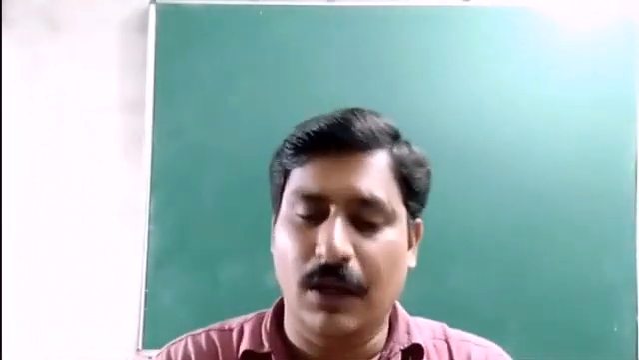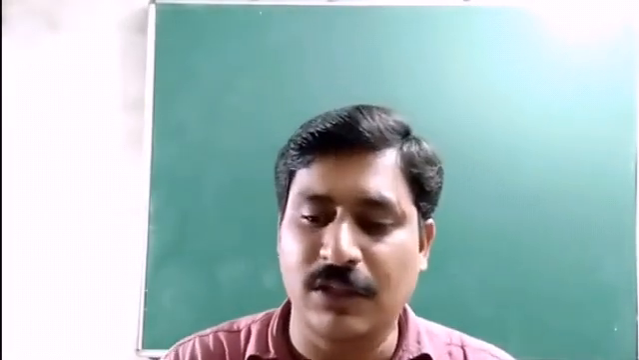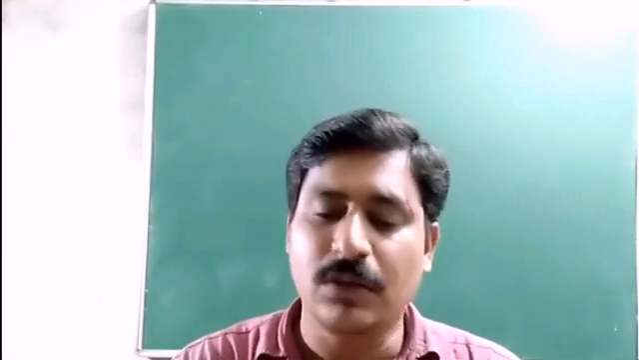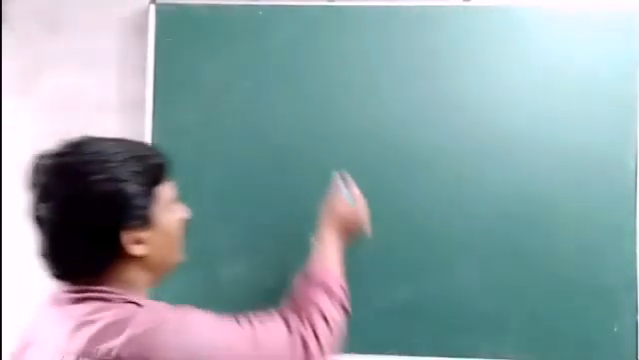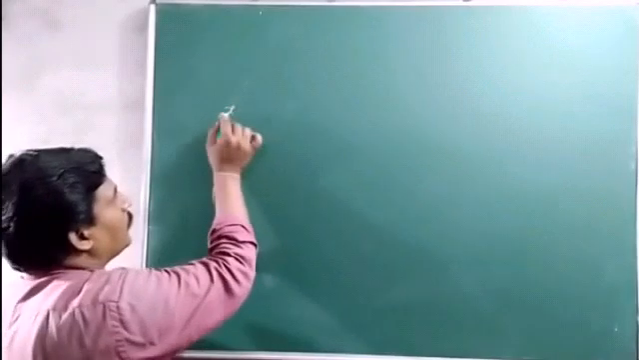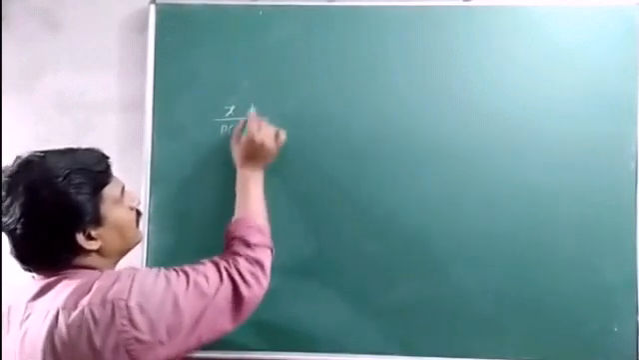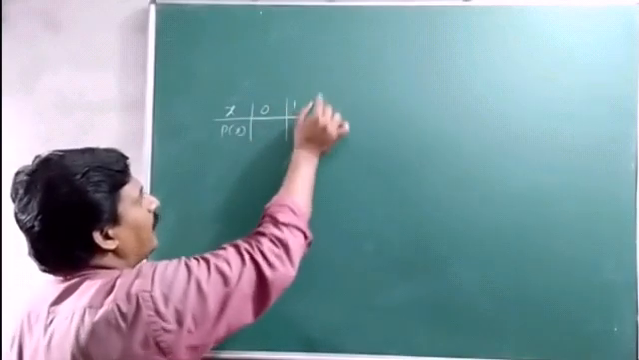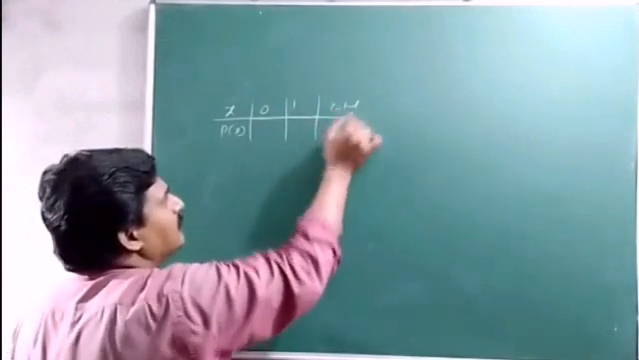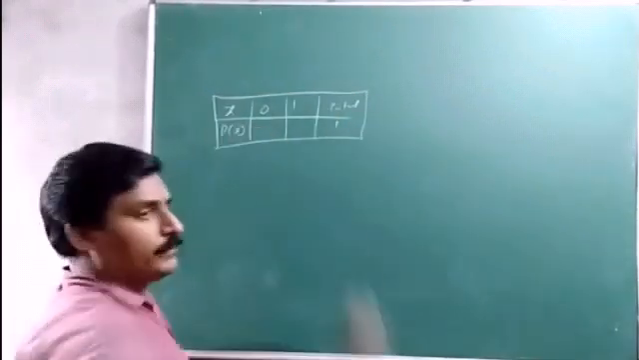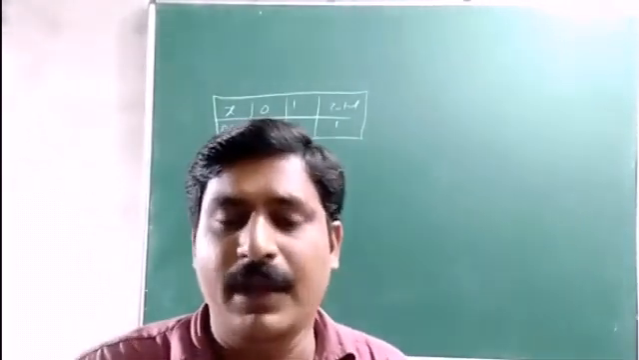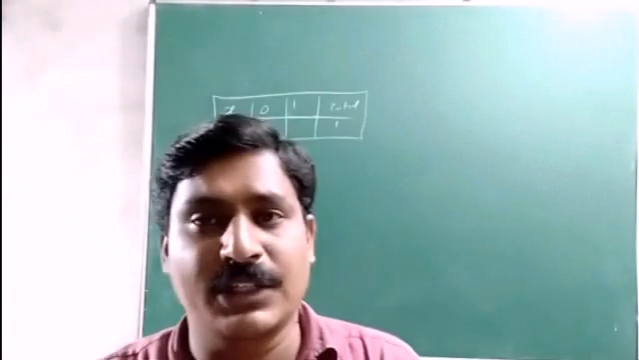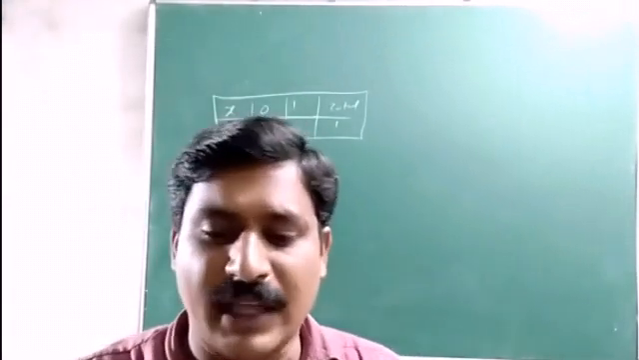If a random variable x assumes the values 0 and 1 with P(X=0) equal to 3 into P(X=1). So here the random variable x takes values 0 and 1, and the total probability is always equal to 1, as we know. Then find E(X) and V(X), they said.